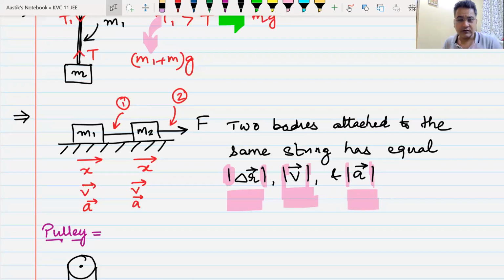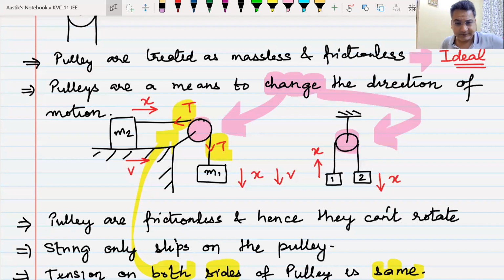See here. This was the first time we saw any string coming into the picture, and I told you when two blocks are attached to the same string, they have the same modulus of displacement, velocities, and acceleration. They might have different directions of acceleration or velocity, as in this case, block M1 is moving downwards, block M2 is moving rightwards, but they have the same magnitude of displacement, velocity, and acceleration.